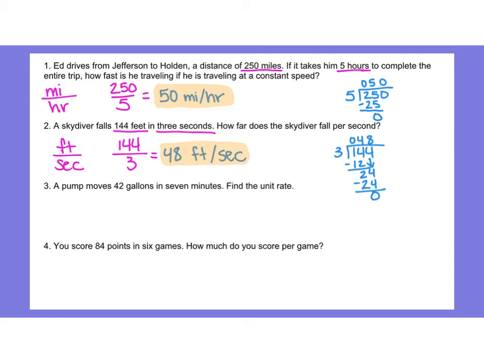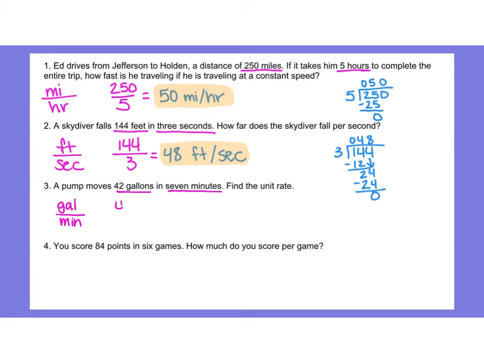In question number 3, we see a pump moves 42 gallons in 7 minutes. Find the unit rate. Again, I see minutes. That's a unit of time, so I would want to make sure that unit is in my denominator. So when I'm setting up my unit fraction, I'm going to write minutes down below, and then gallons would be in my numerator.